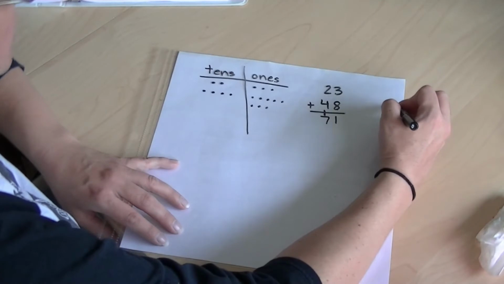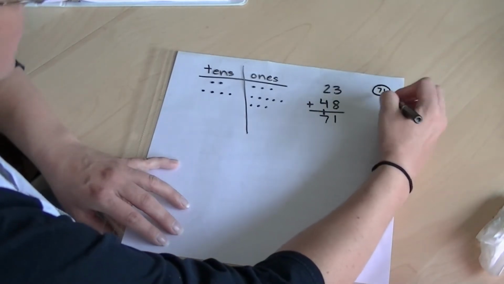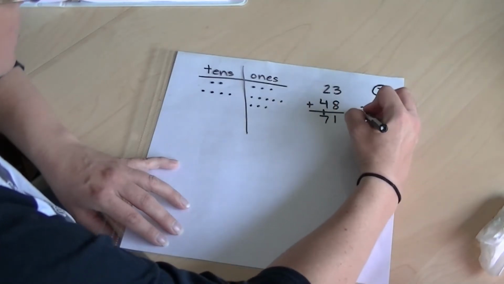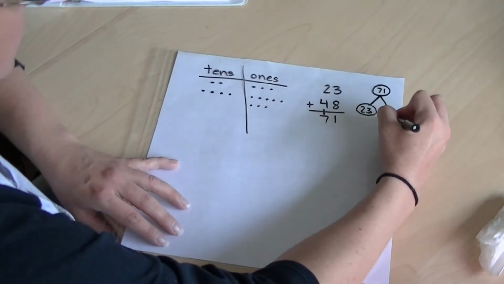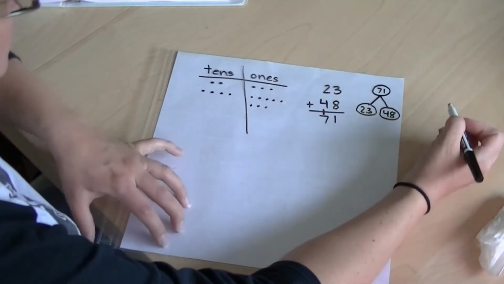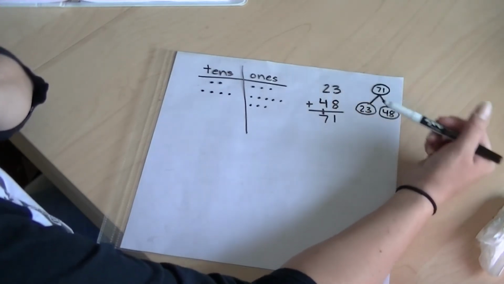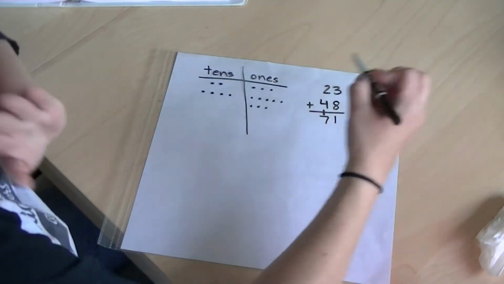I'm going to show this to you as a number bond. If we have the number 71, what are two parts? Look, they're right here. 23 and 48. Of course you could break the number 71 up into different ways, but these are the two numbers that we're using.